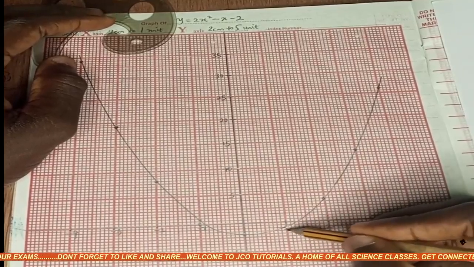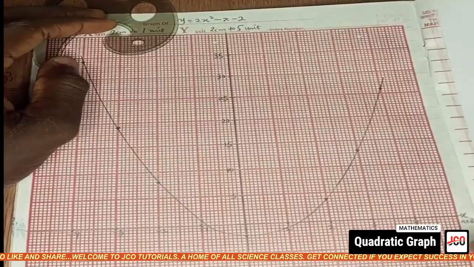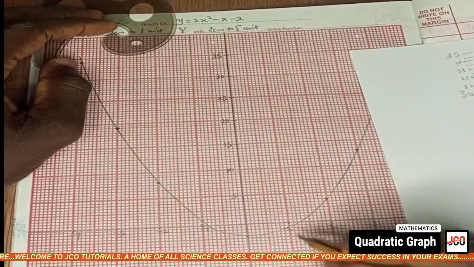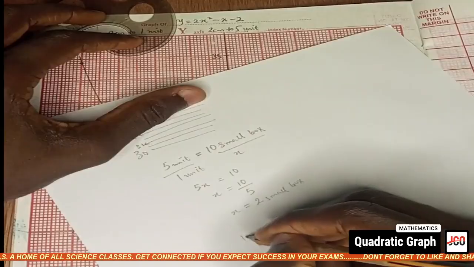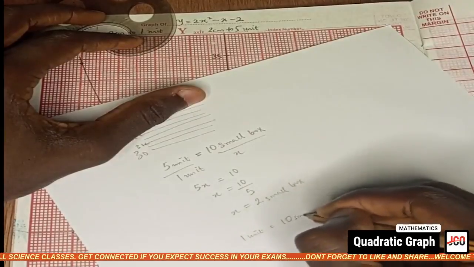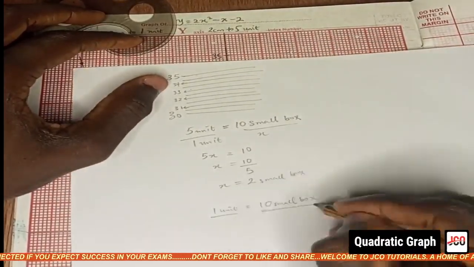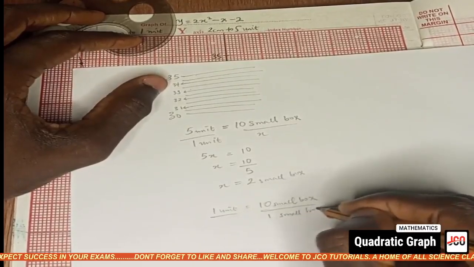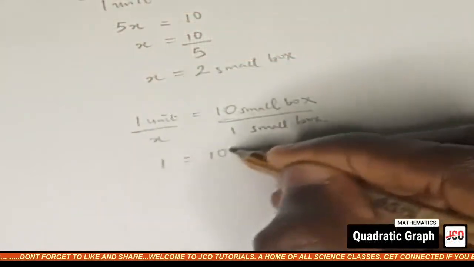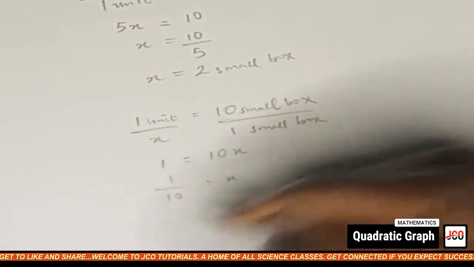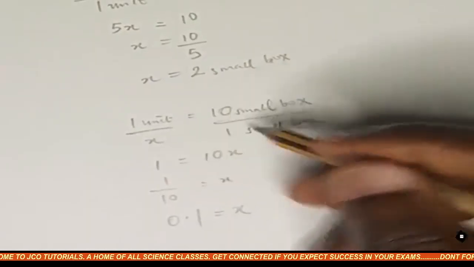See, this is 2, this is 1. So from 1 to 2 is 1 unit you added. So since we added 1 unit, each of those small boxes is going to be 0.1, because there are 10 small boxes. 1 unit is what? 10 small boxes is 1 unit. Then 1 small box, we need to find how many is going to be x. Cross multiply: 10 times x gives you 10x, 1 times 1 is 1. 1 equals 10x. Divide by the coefficient, you have 0.1 as your unit for 1 small box.